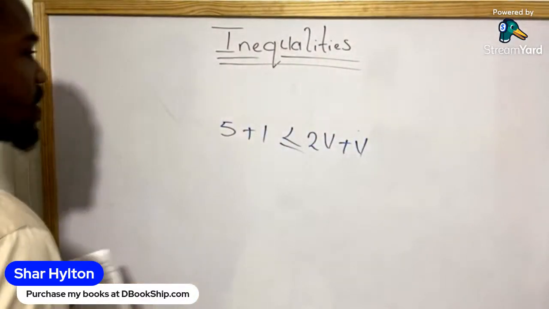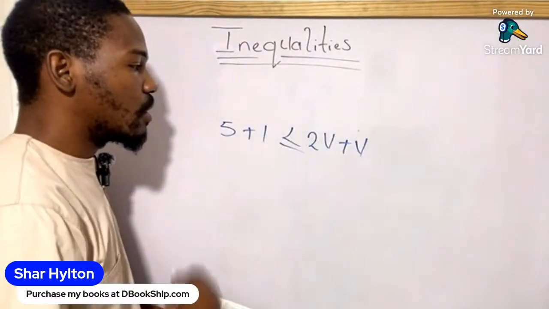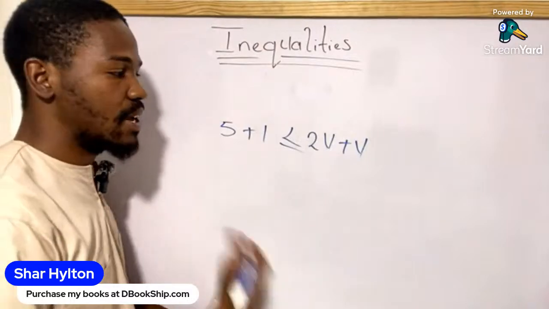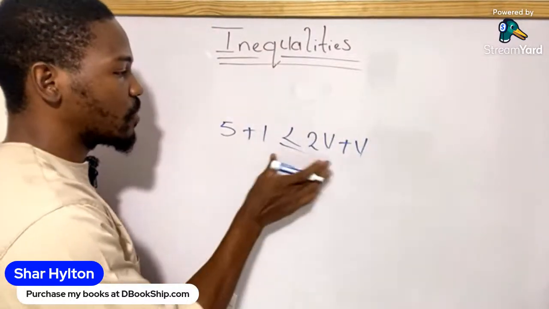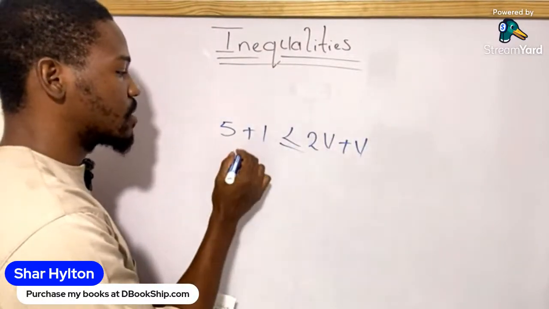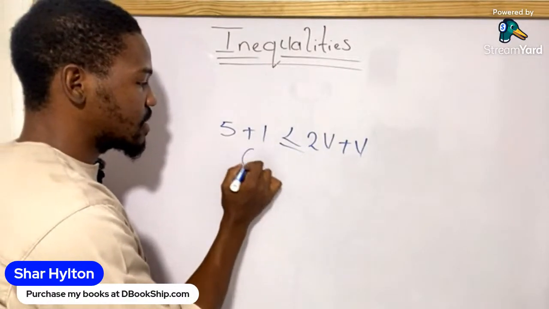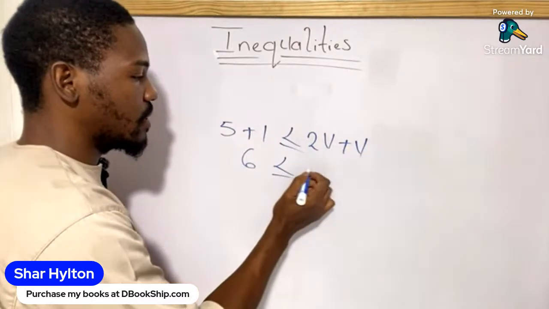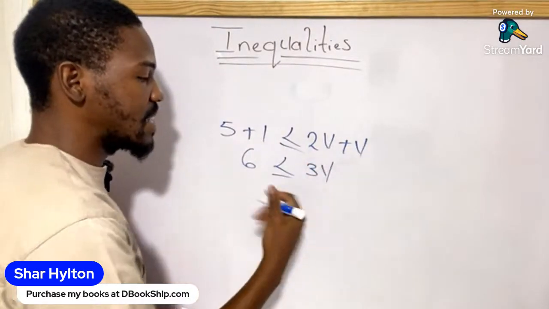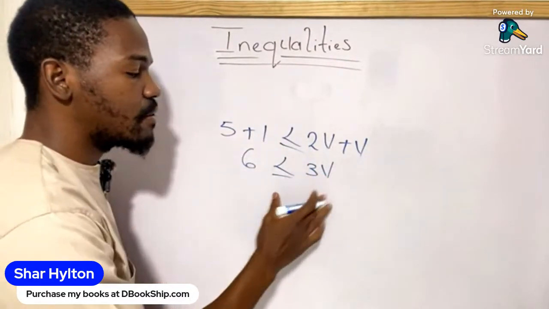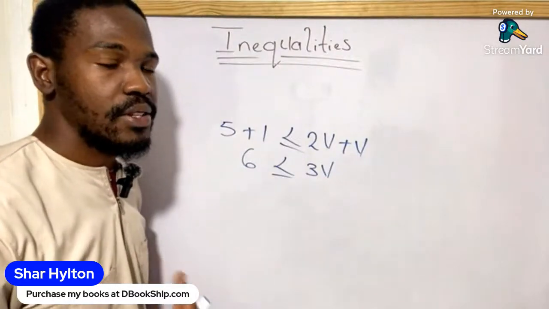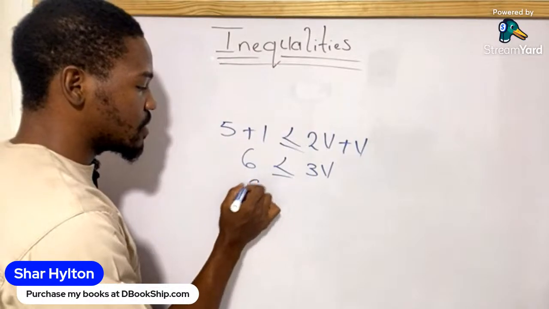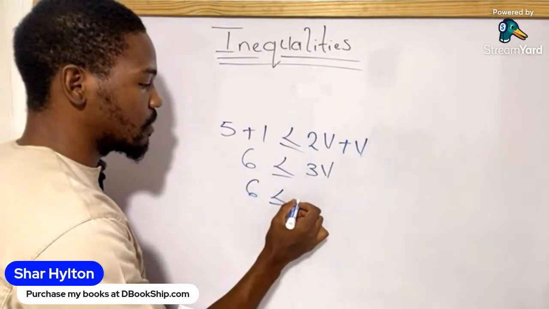So check out my other math videos if you want to learn more about grouping terms and removing terms from one side of an equation and so forth. Right? So now we have this. We group our terms. So we can have this now as 6 is less than or equal to 2v plus v, which equals 3v. As I said before, we can solve for v the same way we do when we're working with an equation. So here now we could say that 6 is less than or equal to v.